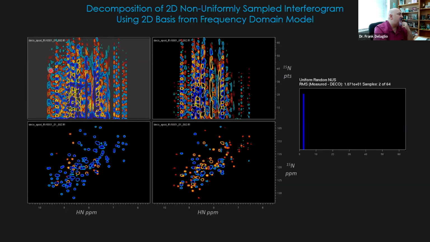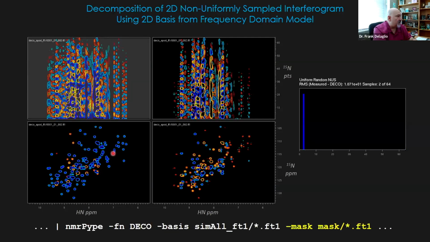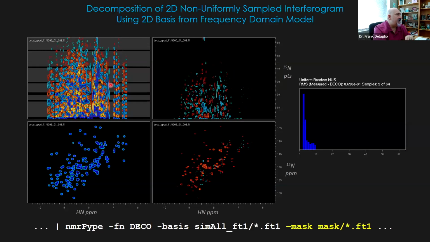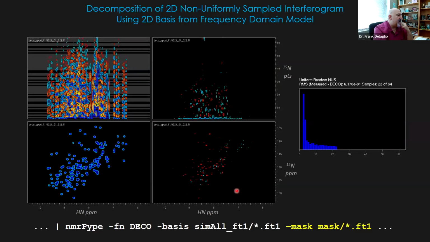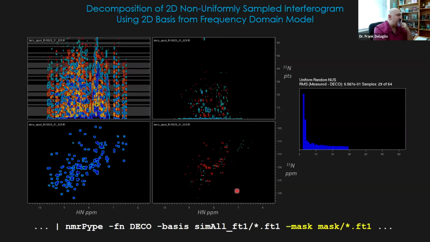And so the parts in gray here are the parts that are skipped by the sampling schedule. And if we only sample 2 increments, we get a pretty bad representation of the spectrum. So it doesn't match very well. This graph shows how well our linear decomposition model matches the experimental data. And we'll see as we add more and more samples, we get a better and better description of the data by using this linear combination of basis sets.